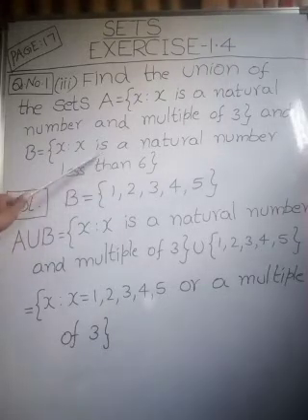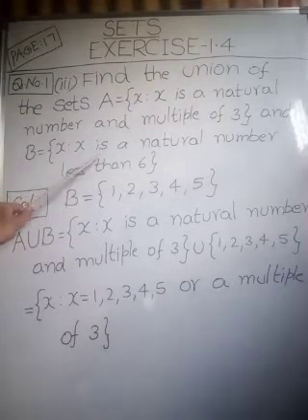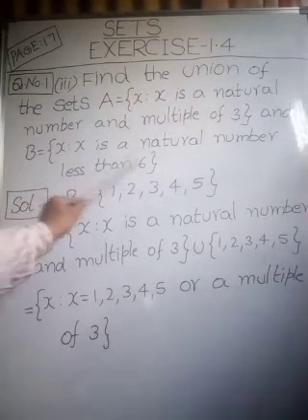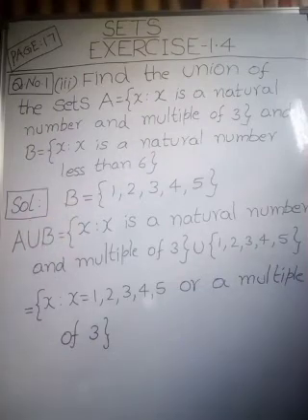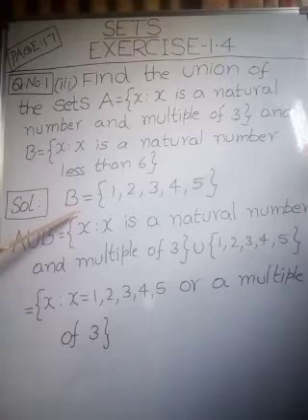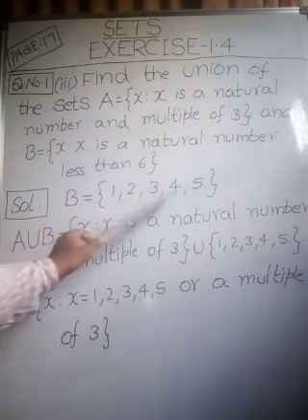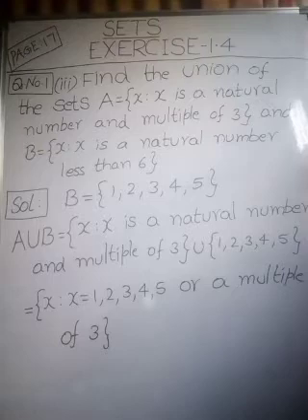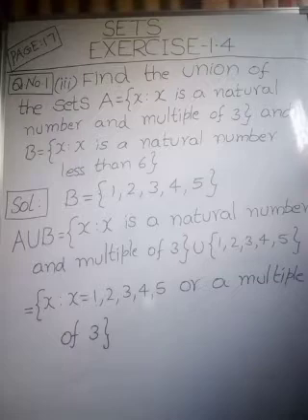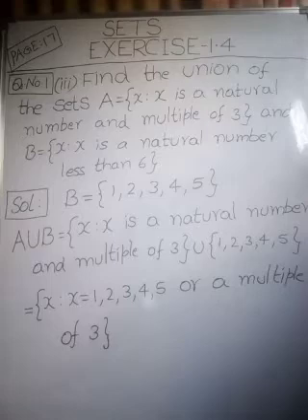But B, if you observe here, B is a finite set because it is the natural numbers less than 6. So we can write set B in the roster form. So I wrote here set B in the roster form. B is equal to the set {1, 2, 3, 4, 5}. You have already learnt in the first exercise how to write a set in the roster form if a set is given in the set builder form. Okay, my dear children? Yes.